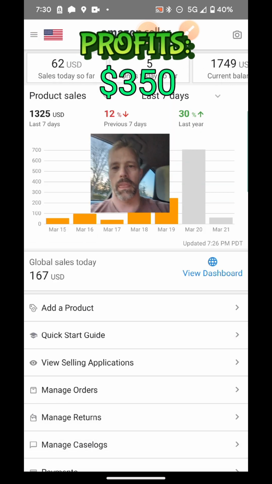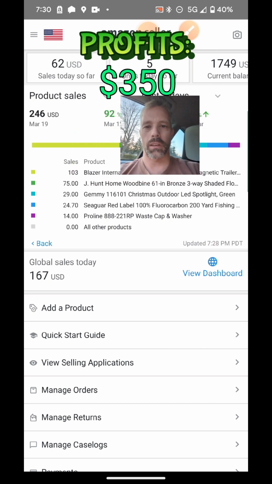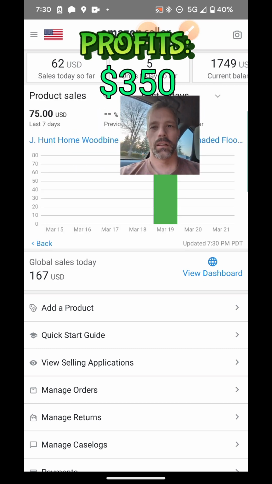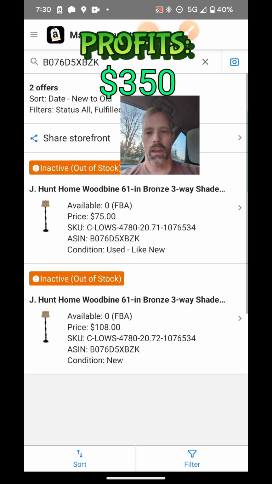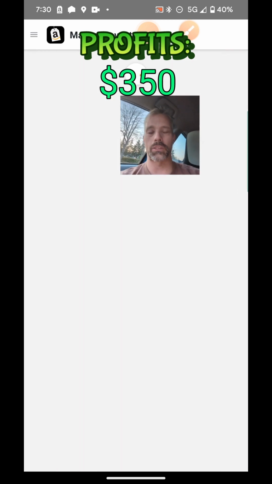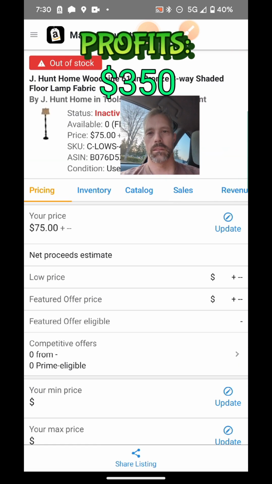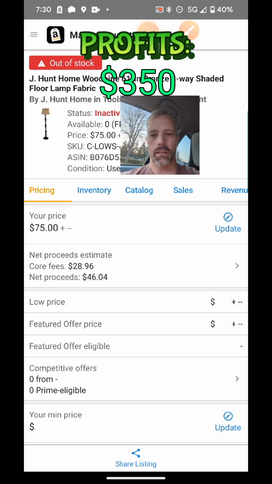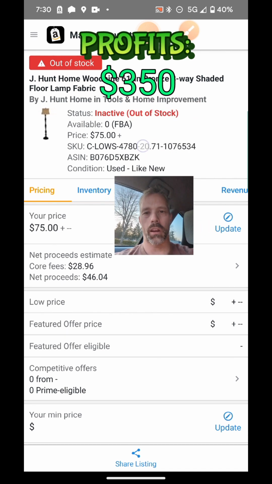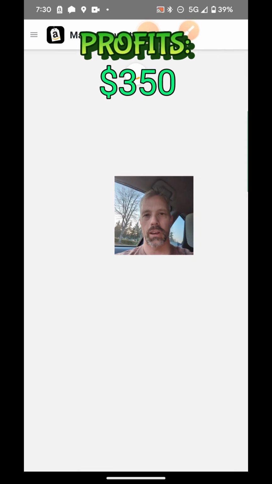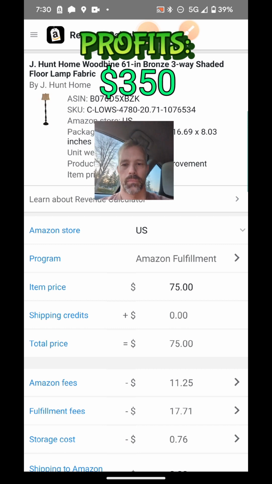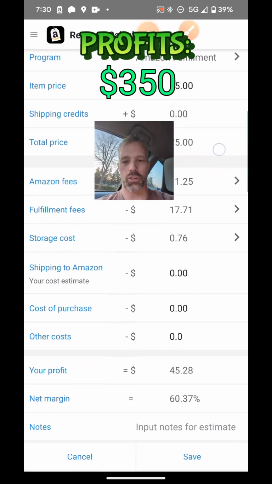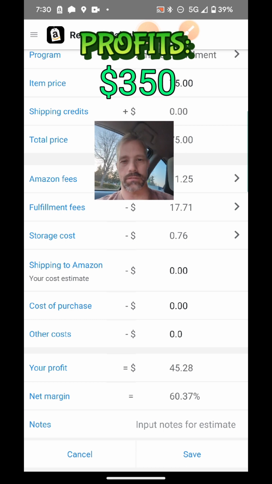So let's go back here, and what else did we sell? So this one was sold for $75. And it looks like I sold 2 of them. Oh, I sold them at 2 different prices. And so I paid $20 for this. My net proceeds is $46. And basically I'll minus that $20, plus shipping was probably closer to $5 to $7 because it was a heavier item. I think it was like $5.